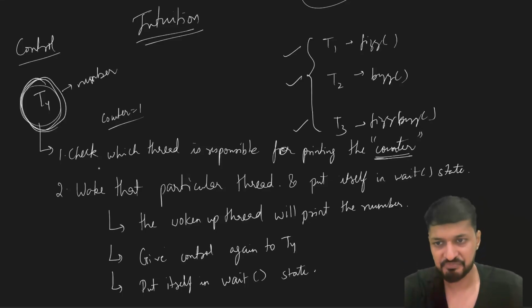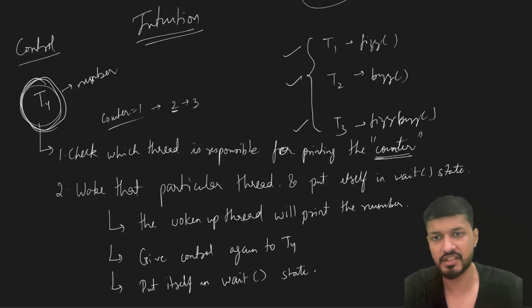Okay, so first step. When counter equals 1, which thread is responsible for printing the counter? T4 itself is responsible for printing the counter. So it will go ahead and print it, right? And the value of counter will be 2. It will check again which thread is responsible for printing the counter itself. T4 will go ahead and print 2.